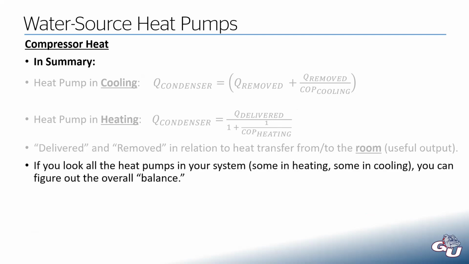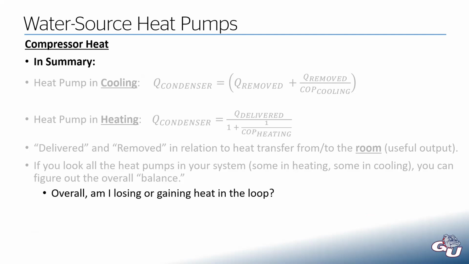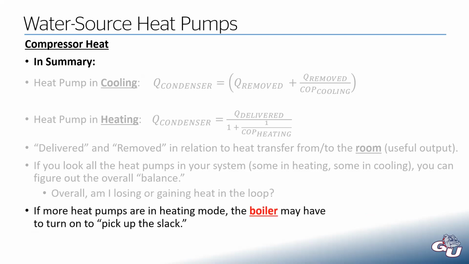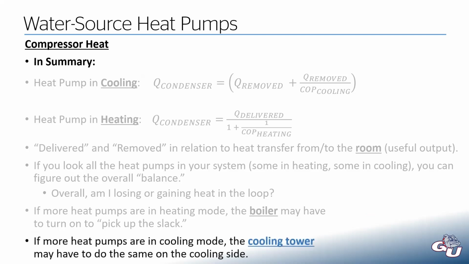So you look at all the heat pumps in your system, some are in heating, some are in cooling, then you figure out the balance. And to put that another way, am I overall losing or gaining heat in the loop? If more of my heat pumps are in heating mode, that tells me my boiler is going to have to kick on and pick up the slack, because we're starting to fall below 50 degrees or whatever our low limit happens to be. And so our boiler has to kick on to serve that. But if more of them are in cooling mode, then the cooling tower is going to have to do the same thing to maintain that high limit. But again, if we're in the middle, or if maybe we're only slightly skewed to heating or cooling, maybe the boiler just has to kick on once every hour or once every couple hours, or vice versa on the cooling tower.